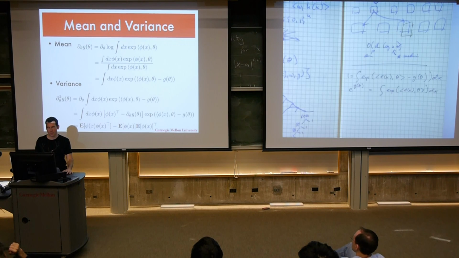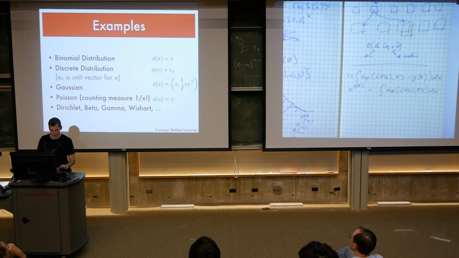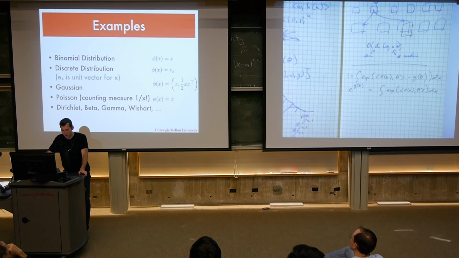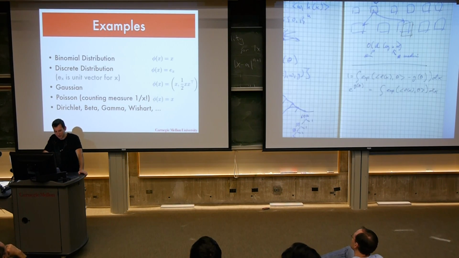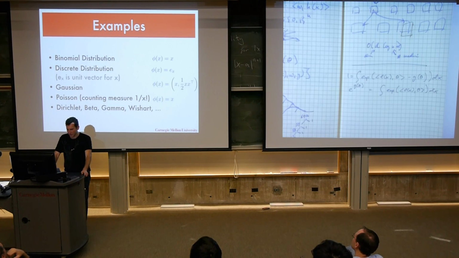In some cases, we can make our life algebraically easier by just having access to g and algebraically computing derivatives, and then we immediately know what the mean and variance are. Okay, so let me give you a few examples. Binomial distribution is an example of that. Discrete, a Gaussian, Poisson, Dirichlet, beta, gamma, Wishart, all the ones that you saw before, and we'll go through them in some more detail. Let's start with something simple.